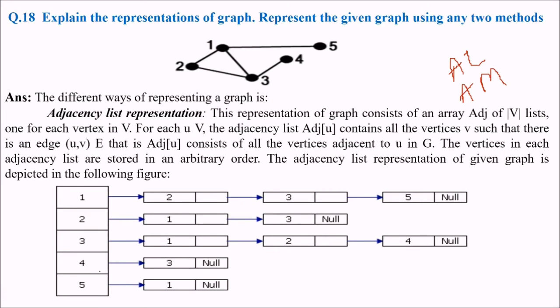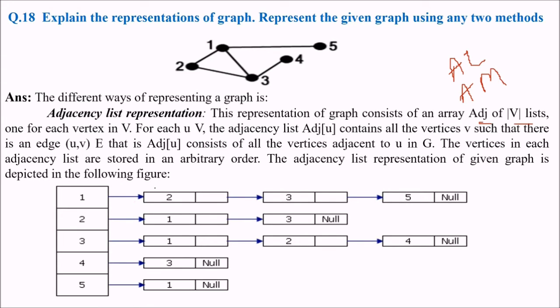Let me tell you again, we have taken a question like this, but we'll repeat it just to increase our knowledge again. So this representation of graph consists of an array ADJ of V lists. How many V are there? 5. 1, 2, 3, 4, 5. One for each vertex V, 5 vertices. So 5 lists: 1 list, 2 list, 3 list, 4 list, 5 list.